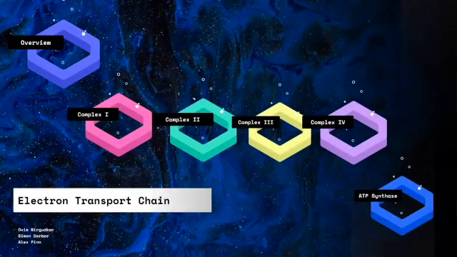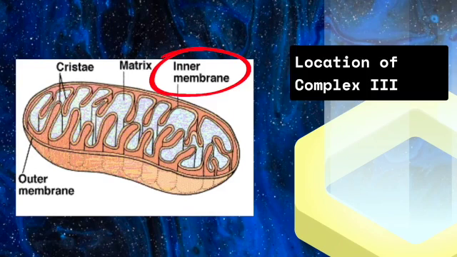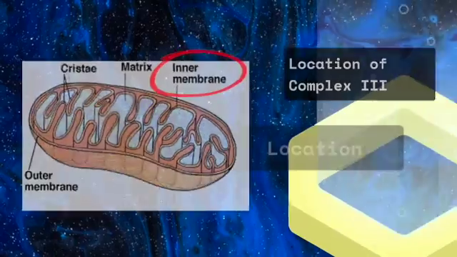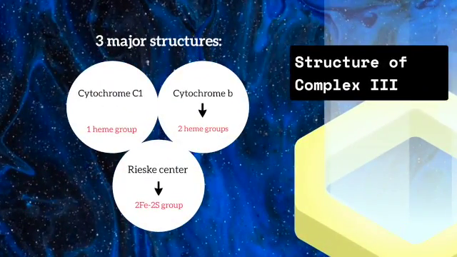Complex 3 is the third protein subunit in the electron transport chain. Like complexes 1 and 2, it is located in the inner membrane of the mitochondria. It is composed of 3 major structures: cytochrome C1, which has 1 heme group, cytochrome B with 2 heme groups, and the Rieske center with a 2 iron, 2 sulfur group.